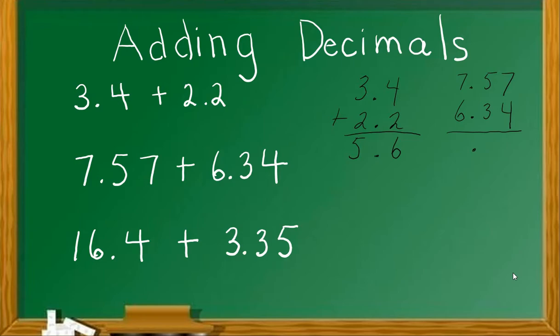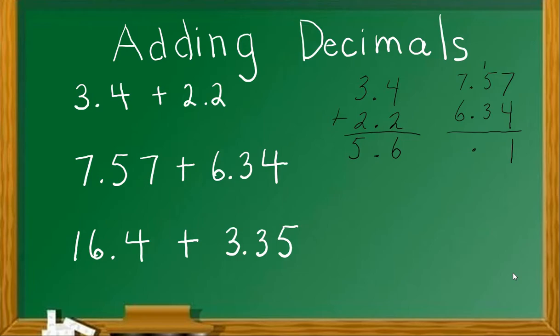Let's start adding from the right moving to the left. 7 plus 4 is 11. So we can only put the ones digit down, and we have a 10 that we have to move over. So 11, 1 down, and carry the 1.